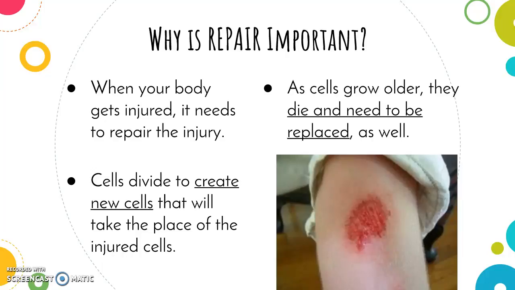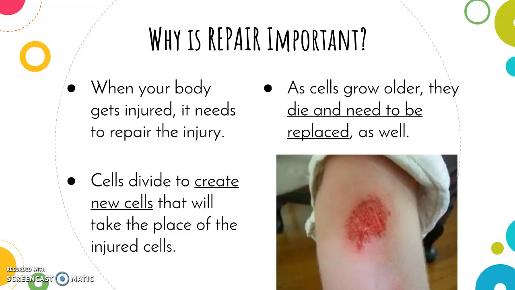I also need to make sure that my body can repair an injury. So if I get injured, if I get a paper cut or a scratch, I need to be able to go through mitosis to make new cells. And if I can make new cells, it's going to allow me to stay healthy and maintain homeostasis.